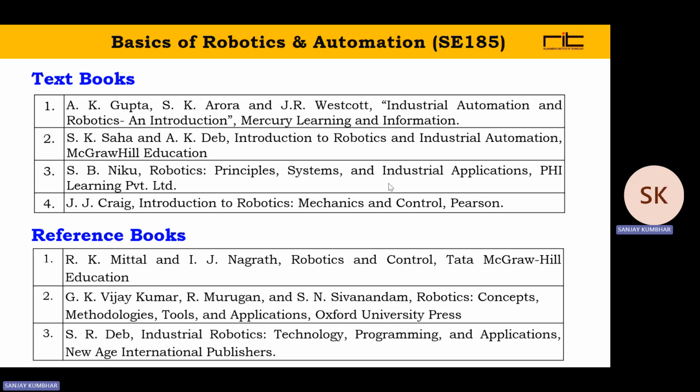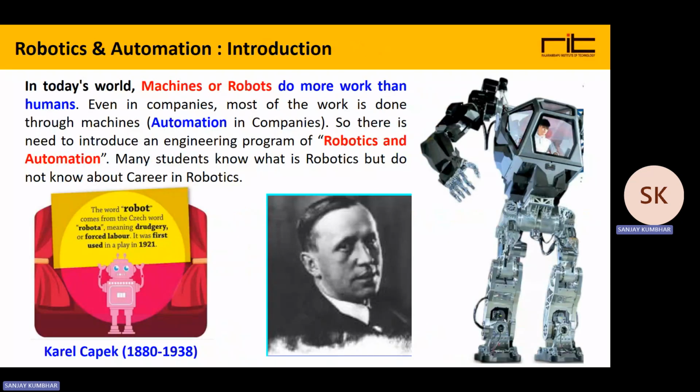e-books through the Moodle. Now, if you see robotics and automation, in today's world, machines and robots do more work than humans. Even in companies, most of the work is done through machines. That's why robotics and automation, the new engineering, is a trending technology being introduced. So this is the robot. The word robotics came from robota, meaning forced labor, and it was used in the play in 1921 by Karel Capek. So he is the inventor of this word robot.